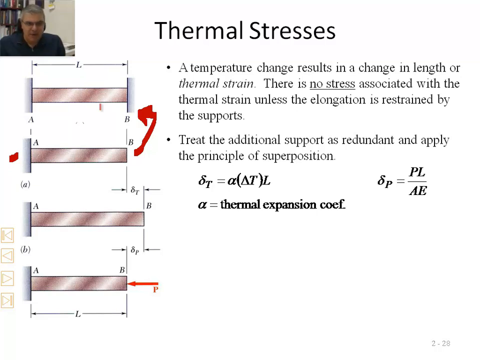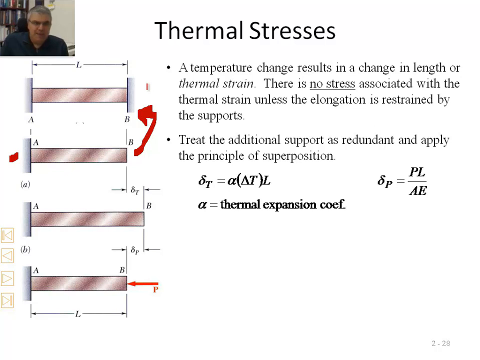If we restrain the elongation, we are going to have the stress. If we don't restrain the elongation, if there's no support on both ends, or there is no support to stop it from any type of elongation, then there will be no stresses. So that's a very important concept to keep in mind when we talk about strength of material.